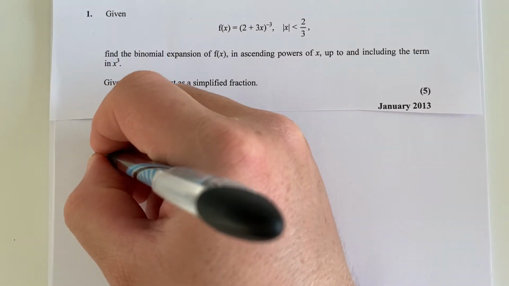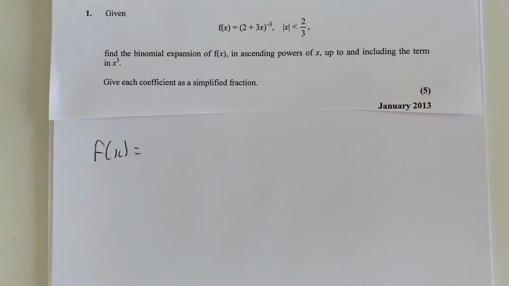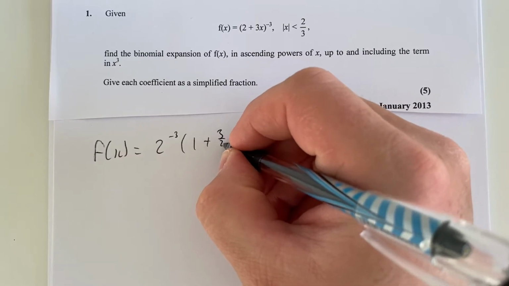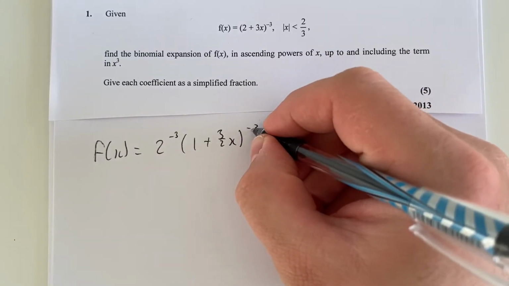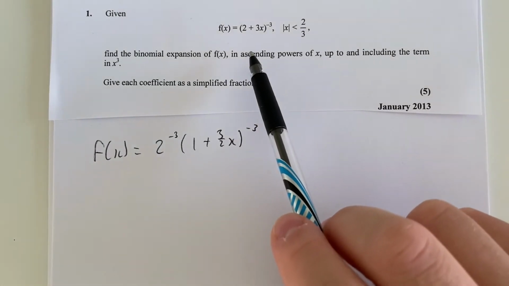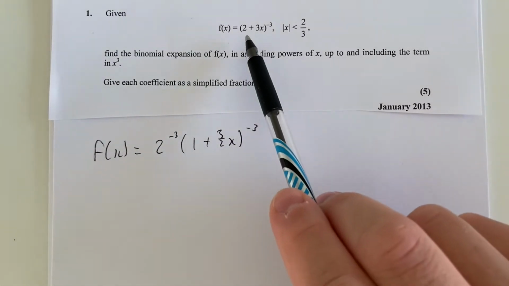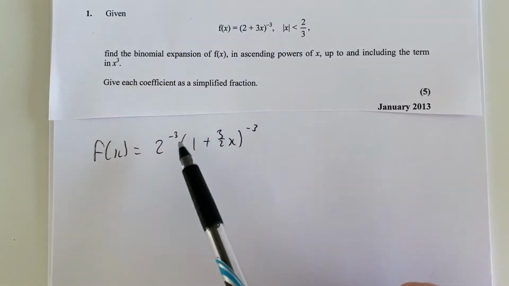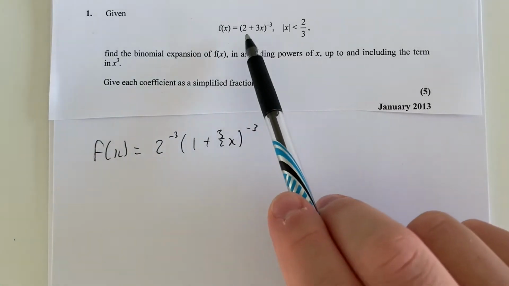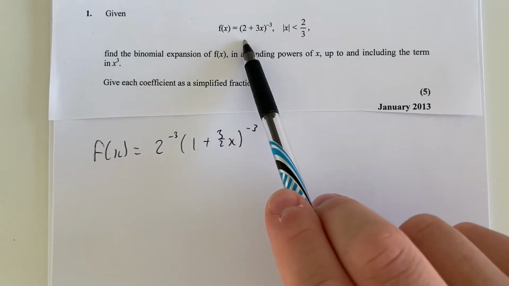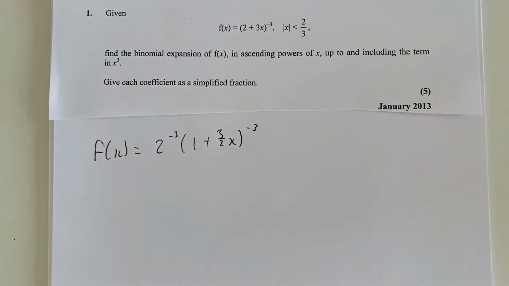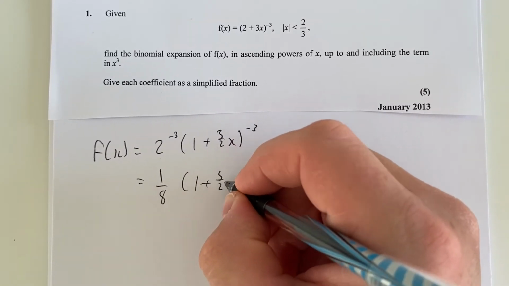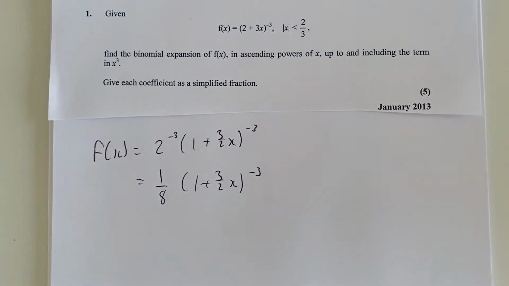Okay, so first thing you have to do is say that f of x is equal to 2 to the minus 3 lots of 1 plus 3 over 2x to the minus 3. So essentially this is like factorising in the normal way. We're factorising out a factor of 2 from the bracket. But if your bracket has a power, you're also going to have to raise your factor to that power. So when we take the 2 out, it's actually going to be 2 to the power of minus 3. So that is an eighth of 1 plus 3 over 2x to the minus 3.